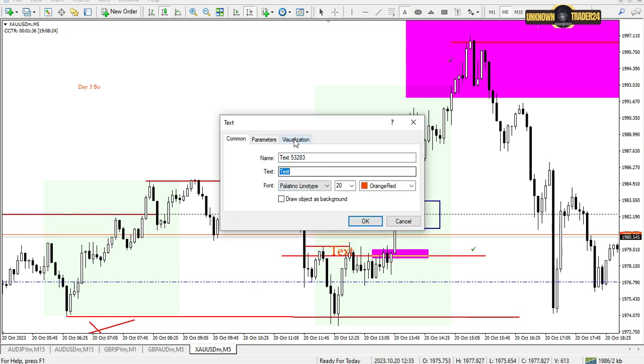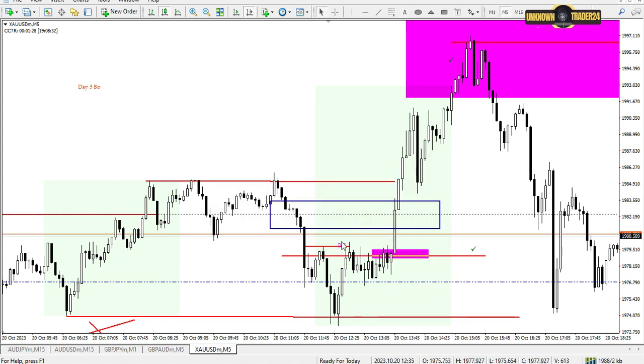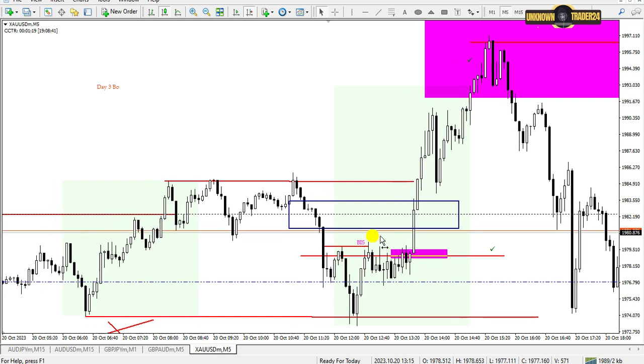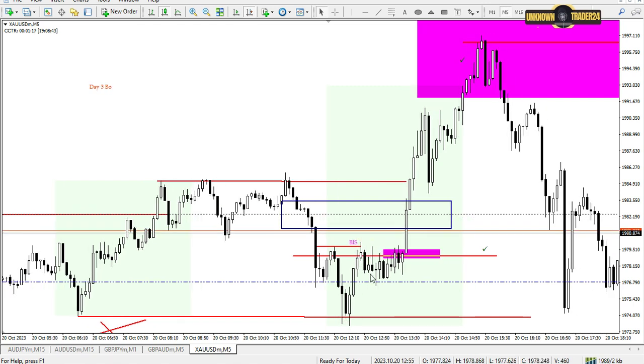Guys, every day it's the same thing. Keep your emotions out. If you're emotional, go and read a book called Trading in the Zone by Mark Douglas. Read that book. It will help you in terms of psychological preparation.